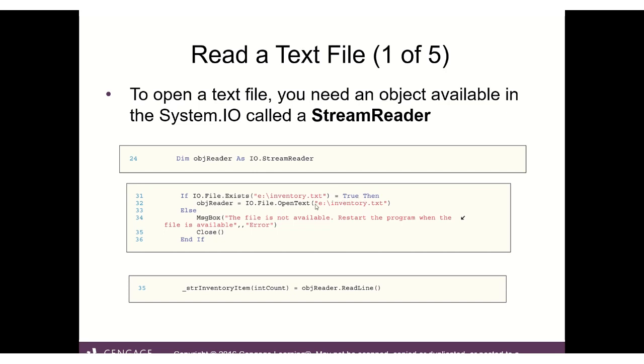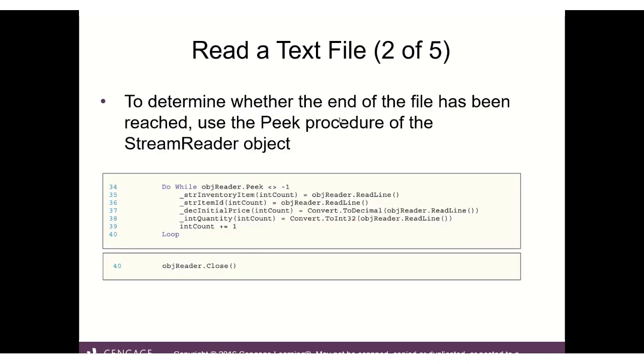So if it is true, if the file exists, then you do the IO.File.OpenText. So OpenText is basically you are reading the file inside the objectReader, the stream reader. Then you do objectReader.ReadLine here, line number 35 below. That way you read each line at a time. And to determine whether the end of file has been reached, use the Peek procedure of the StreamReader object.